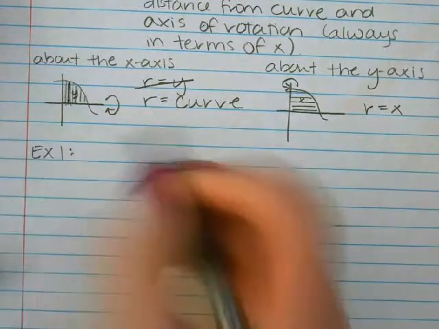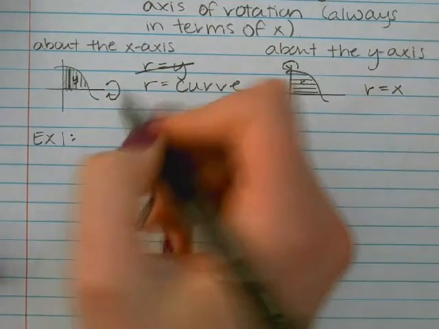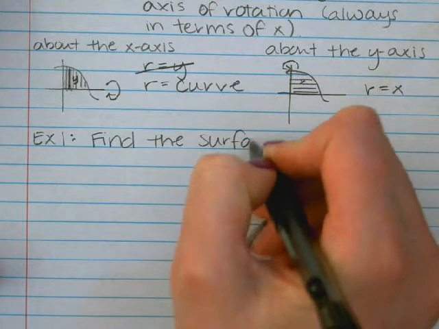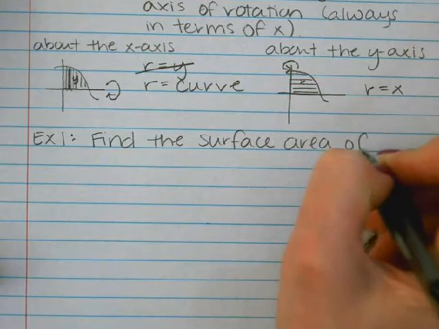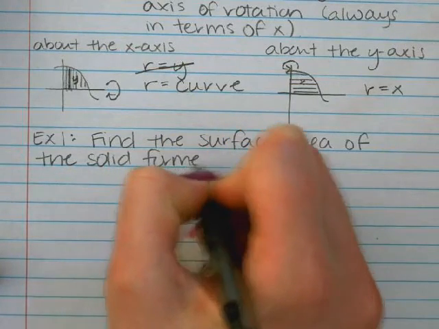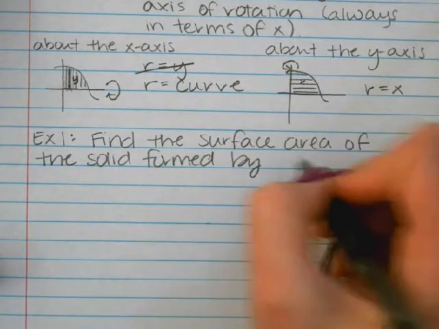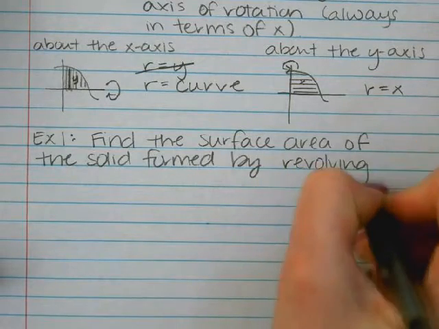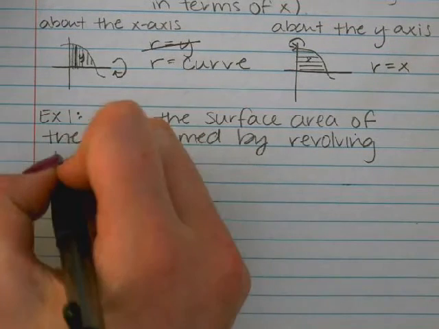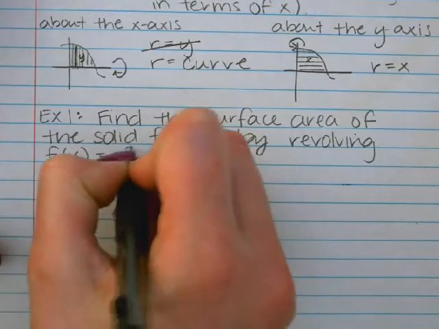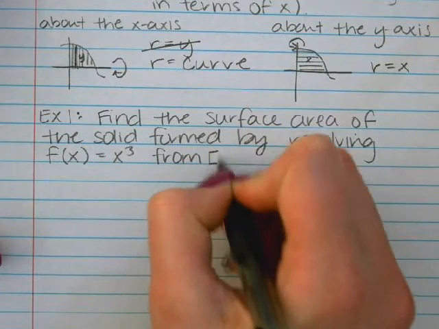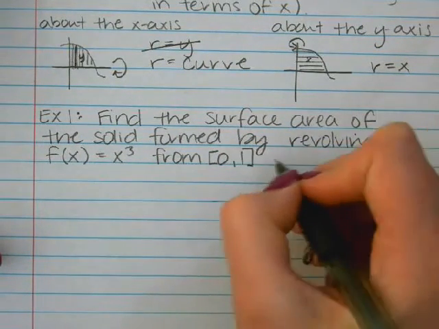Example 1. Find the surface area of the solid that's formed by revolving f of x equals x to the third on the interval from 0 to 1 about the x-axis.